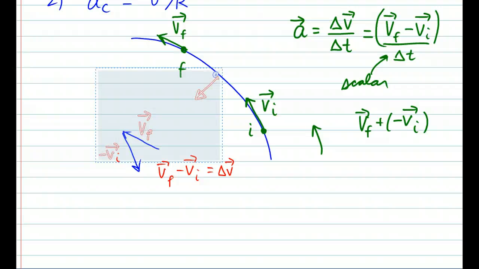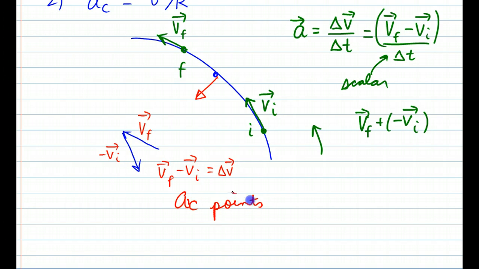So this is our proof that the centripetal acceleration points inward, and we can say that this is true because the change in velocity does. Alright, so that's the first part.